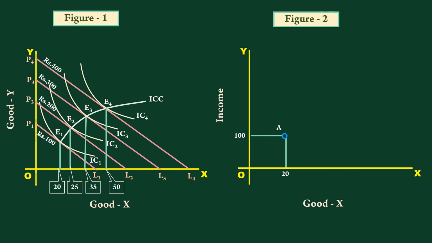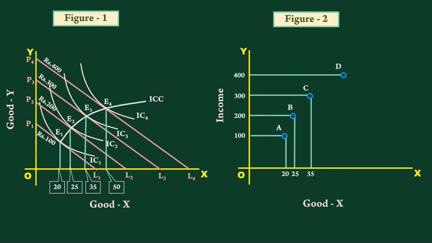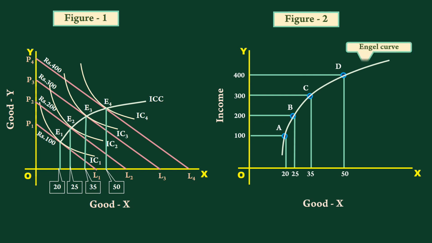Corresponding to E2, let us fix point B to represent 200 rupees income and 25 units of good X. Similarly, point C represents 300 rupees income and 35 units of good X. And D depicts 400 rupees income and 50 units of good X. Join points A, B, C and D with the help of a smooth curve. The resultant curve is called the Engel curve.